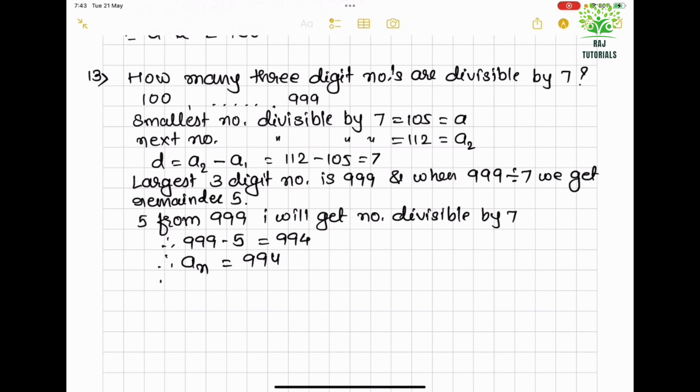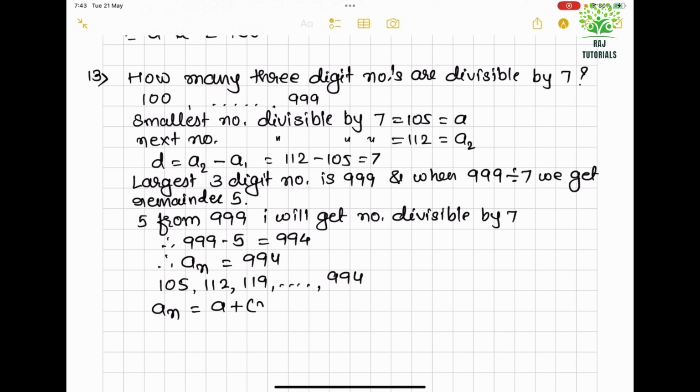Now see how the AP formed. First number was 105, second was 112. Then if I add 7 in that, 119, and so on, and the last number is 994. Now I have to find how many numbers are there. So n I have to find.